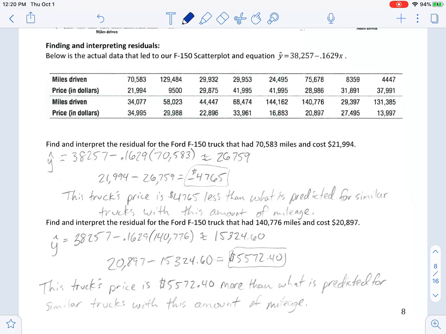All right. We have the data again. That was our F-150 scatter plot from before. Sometimes I like to stay with the same data just to keep consistent. Okay, there's the equation. Find and interpret the residual for the Ford F-150 truck that had 70,583 miles and cost $21,994. That is a certain truck. That's this one.